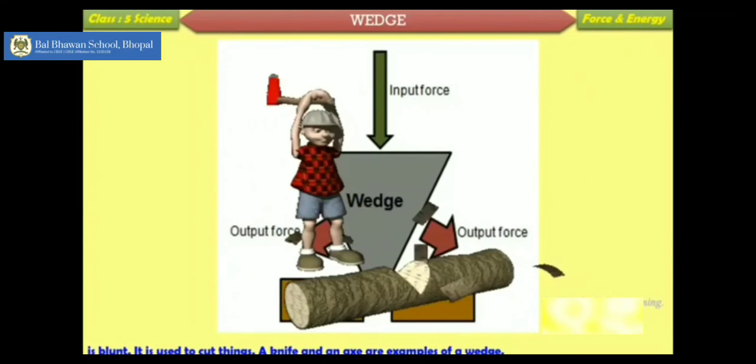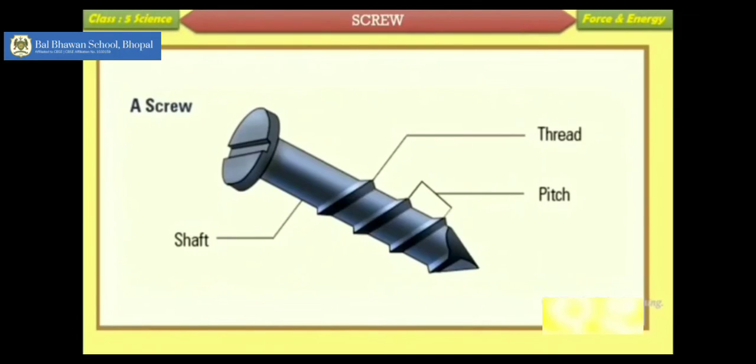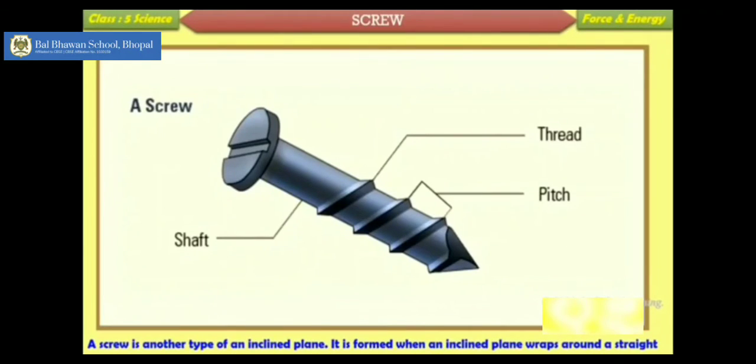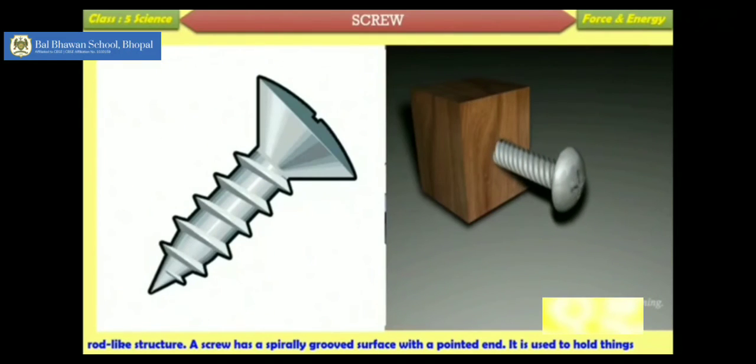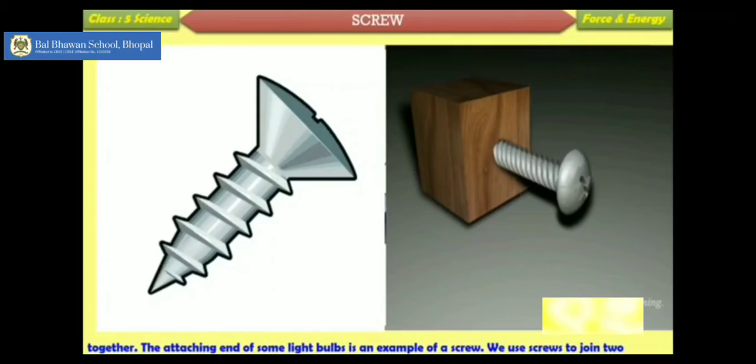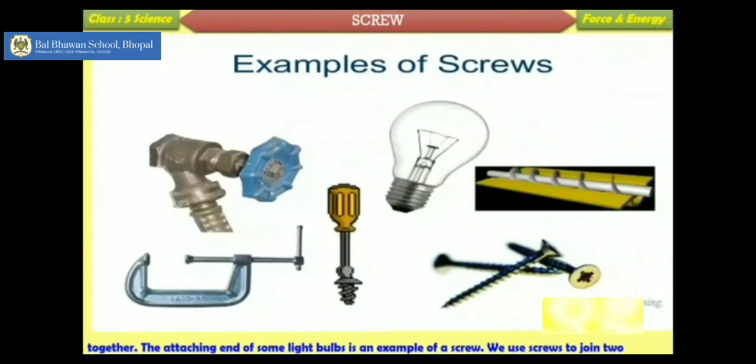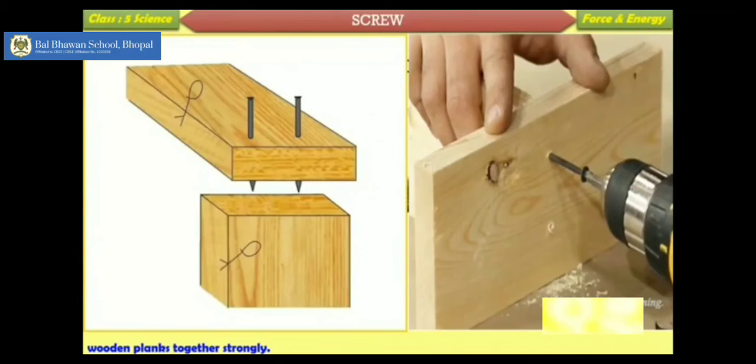Next simple machine, the last one, will be screw. A screw is another type of inclined plane. It is formed when an inclined plane wraps around a straight rod-like structure. A screw has a spirally grooved surface with a pointed end. It usually holds things together, the attaching ends. Now you can see in the picture it is joining that wooden piece. Some examples of screw are light bulbs. Then we use screws to join planks. These planks are joined together by screws.